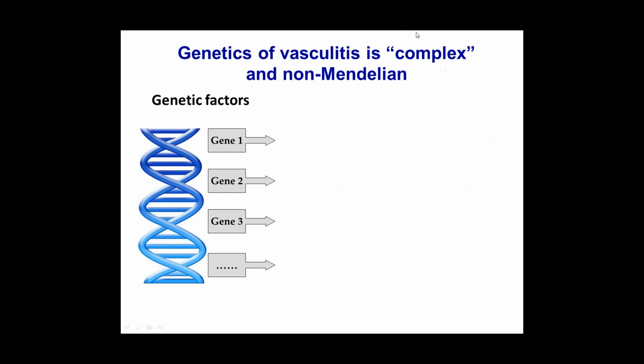Vasculitis genetics is what we call complex, so it's not really Mendelian. It doesn't follow Mendel's laws of genetics. What that entails is that we have a number of genes, probably on the order of tens or maybe hundreds of genes, that might contribute to the genetic risk for getting a systemic vasculitis.